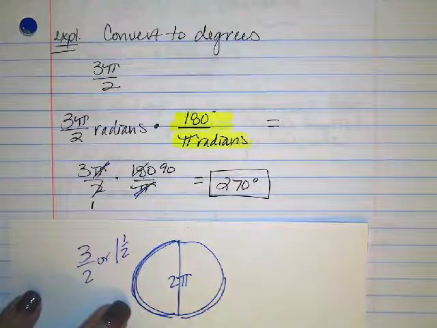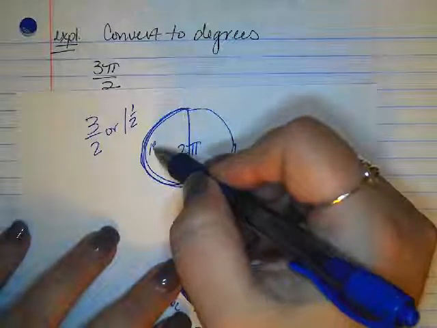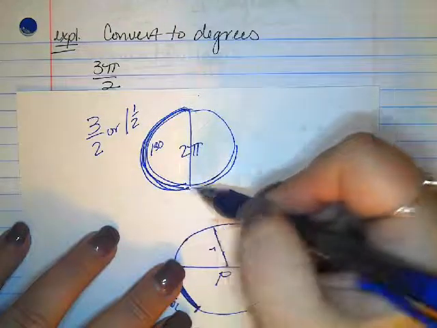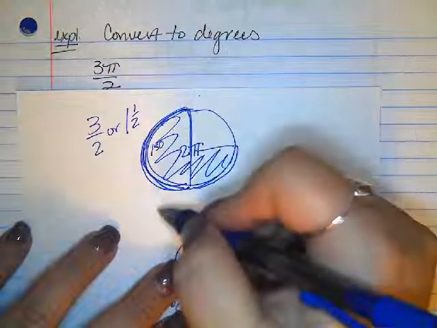And think about that. Did it make sense? This was 180 degrees, right? So that's 1 pi, and then another half. So it would be all of this circle. Would that make sense that it's 270 degrees?